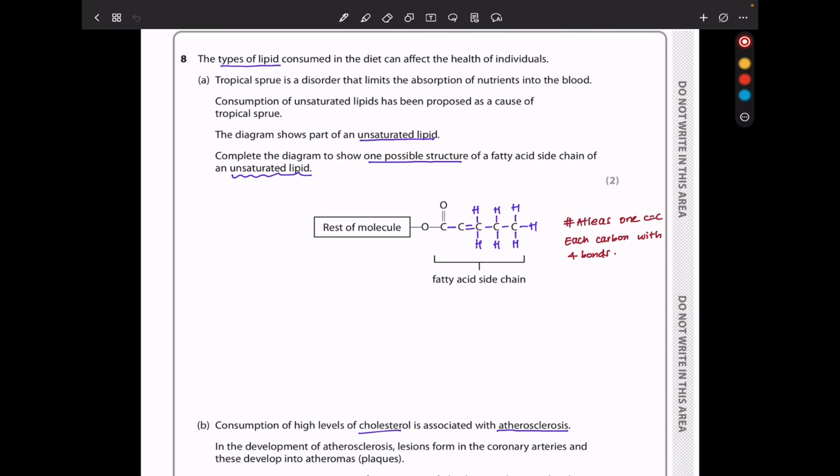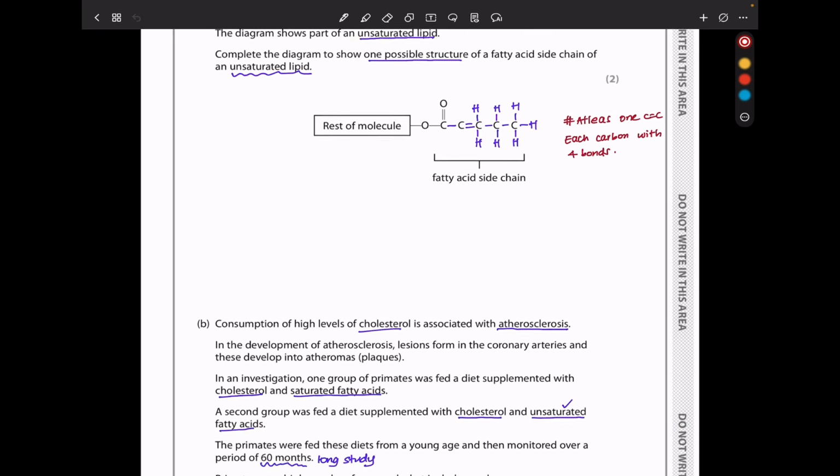Because they said unsaturated lipid, and we're talking about the fatty acid side chain, you can draw at least one carbon-carbon double bond. Of course, it shouldn't be this one. It should be either here or the other carbons. And then fill out with hydrogen, since this side should be only carbon and hydrogen. So a structure similar to this, with all the hydrogens displayed, would be okay.